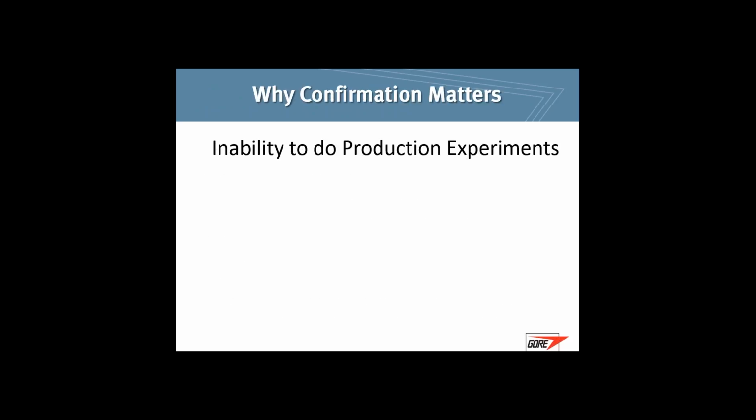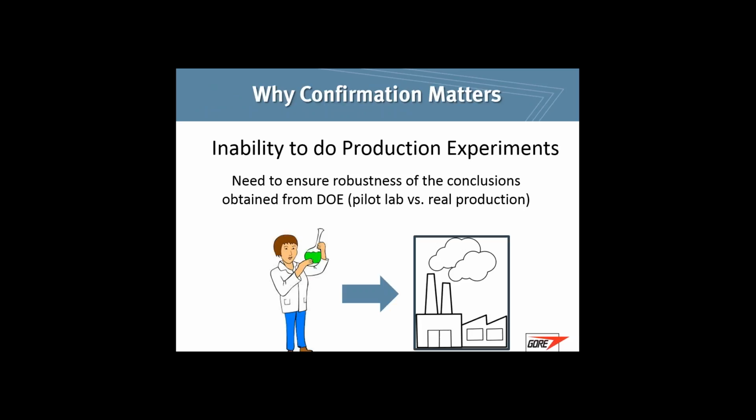So why does confirmation really matter? Well, one of the things that I've found is that oftentimes your experiments may be done in a lab or a pilot plant or a smaller scale piece of equipment compared to the actual production. And you want to, at the actual production, as much as you can try to mimic that, you can never completely mimic it in the lab. And so you want to make sure that whatever results that you get out of the lab work in production, and that you're getting the results that you expect in the actual environment with the actual equipment that you have.